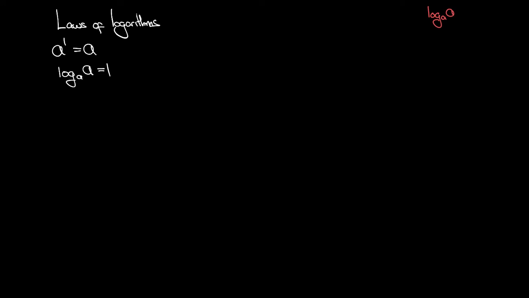Log base a of a is going to end up equaling 1. Likewise here, from our exponential rules, we know that anything raised to the power of 0 is also going to end up being equal to 1. So in this case, log base a of 1 is going to end up being equal to 0. So that's 1, there's 2. Log base a of 1 is going to end up being equal to 0.